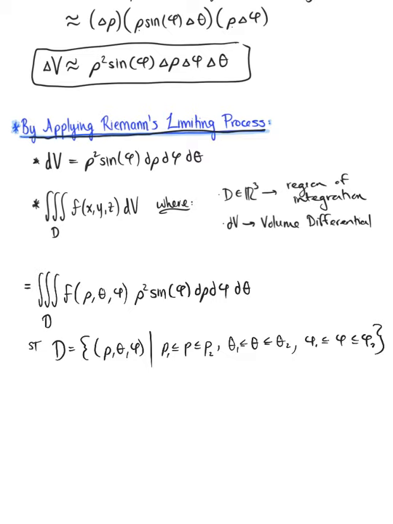Now, don't forget that these spherical coordinates also have restrictions. This is where the radius rho must be greater than or equal to 0, where the angle theta must be greater than or equal to 0, less than or equal to 2 pi, and the angle phi must be greater than or equal to 0, less than or equal to pi. And so there you have it. We have the derivation, the intuitive derivation of our volume differential in spherical coordinates.